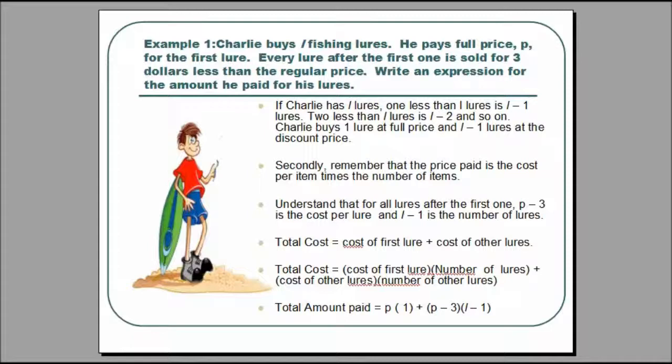The total amount paid for the first lure was just P times 1, or P. Then for the remaining lures he paid P minus 3 for L minus 1 lures, and we have P times 1 plus (P minus 3) times (L minus 1).